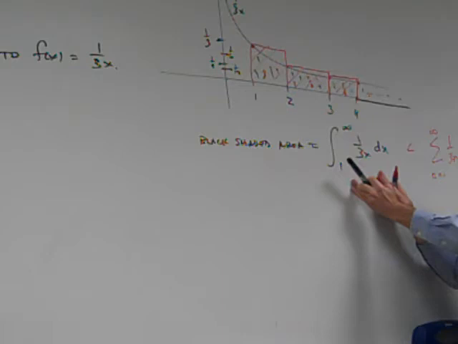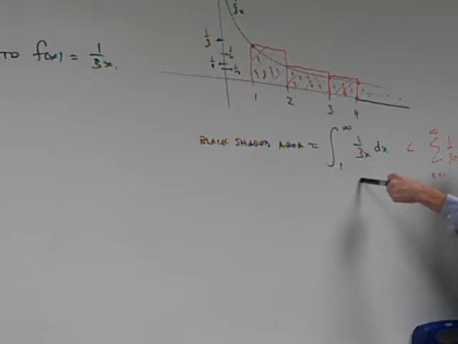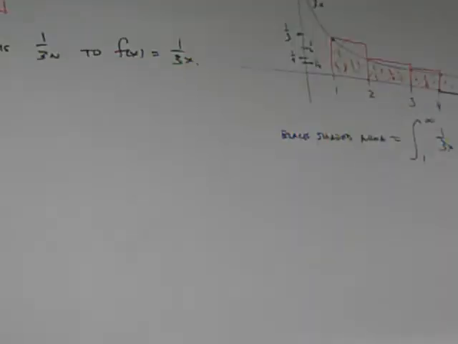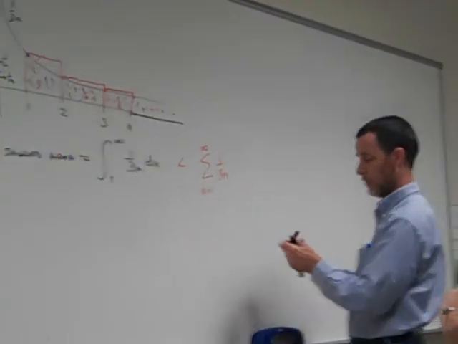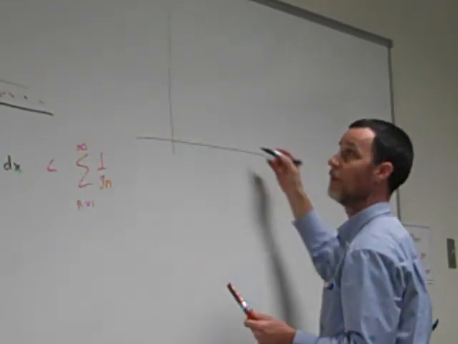So if I compute this integral and it turns out to be infinity, what does it mean about that sum? It diverges, right? Because it's bigger. Okay? Now I'm going to do something even a little bit tricky. Any questions there? Okay. I'm going to do something a little bit trickier now. I'm going to draw the same picture, I hope. Try to draw the same picture.